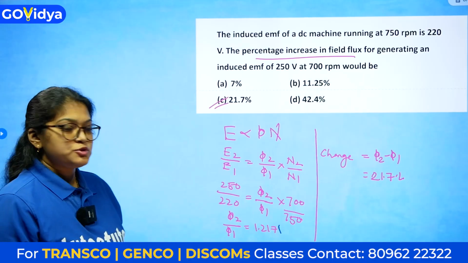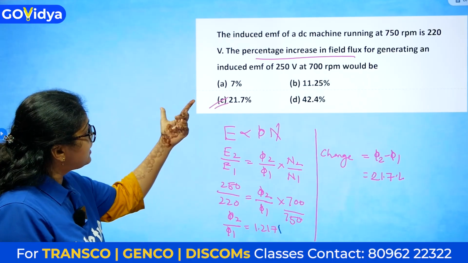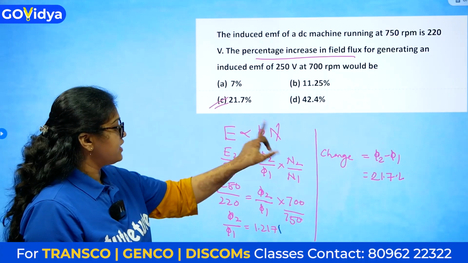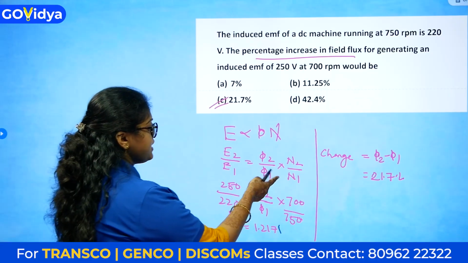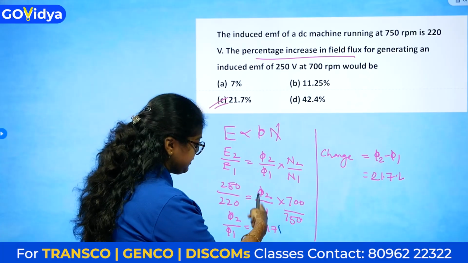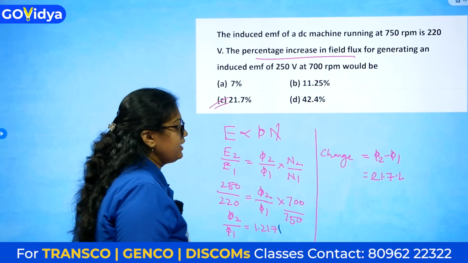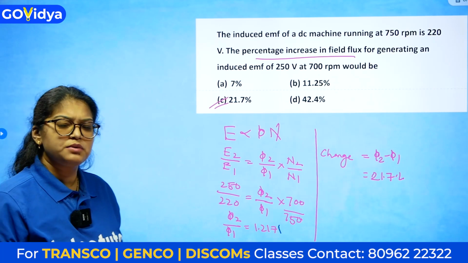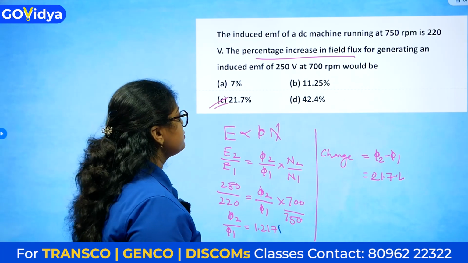So E is directly proportional to phi N. We have to calculate the percentage change in flux. If they had asked for the percentage change in the speed in the question, and mentioned the value of the flux, we would have to find the N2 by N1 value, the percentage change. So let's move to the next question.